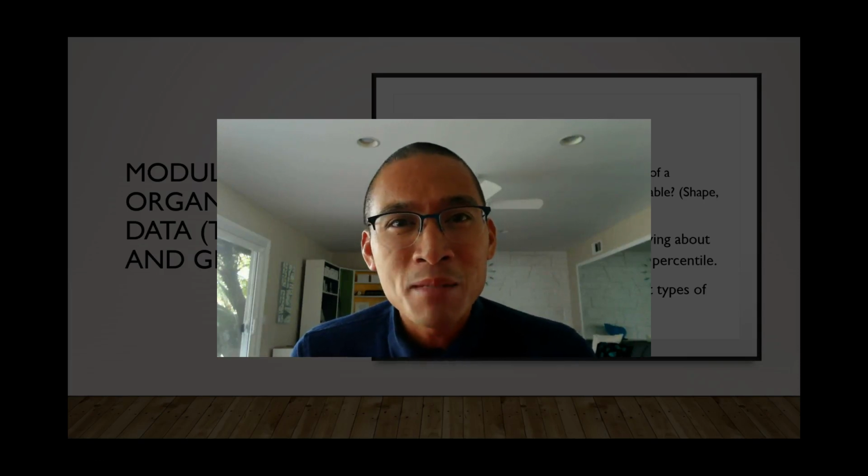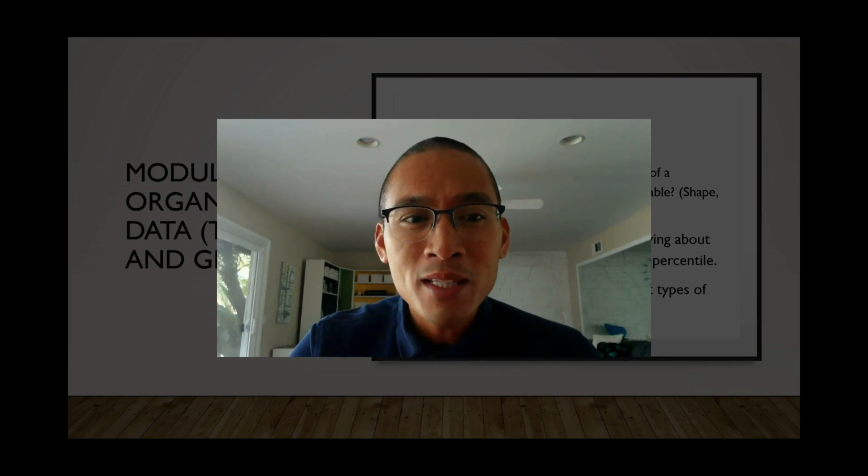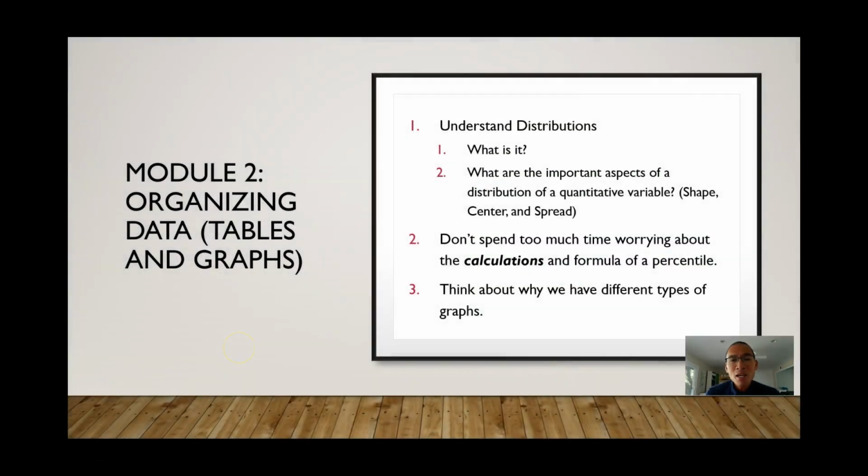Let's take a look at some of the things in Module 2, which is going to help us organize the data so we can start analyzing at a deeper level. Some of the things I'm going to help you out with is understanding first what is a distribution, because this is a term that you're going to get introduced to in this unit, and then we're going to see this throughout the rest of the course. So it's important to understand what it is.